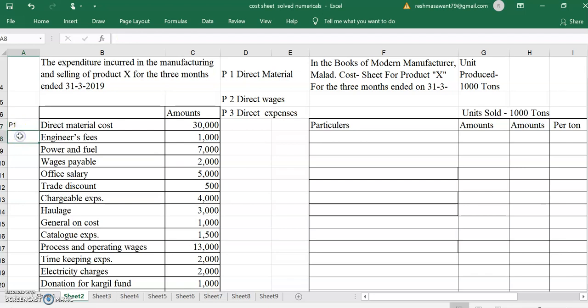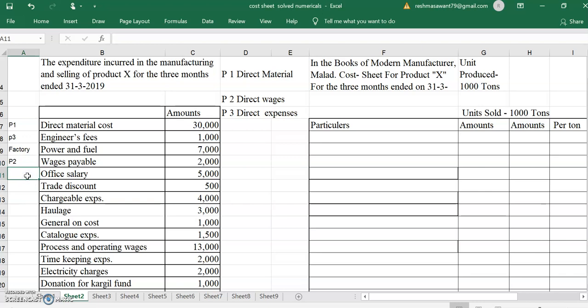Engineer's fee is your direct expenses. It is recorded under P3. Power and fuel is a part of your factory expenses, so it is recorded under the factory overheads. Next, wages payable. It is recorded under P2, the direct wages. Though it is payable, it is also recorded under the heading of wages or direct labor. So P2.